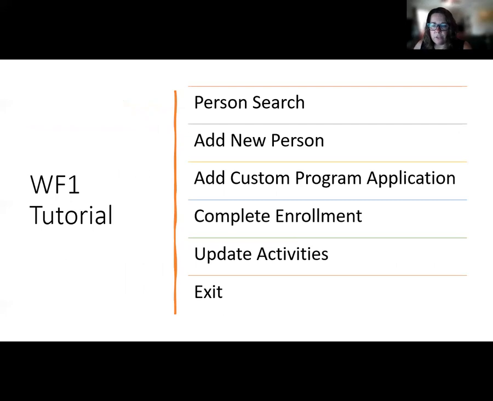I'm going to navigate to the training version of Workforce One. It mimics the live version, but allows me to enter in fake information to show you what this process will look like. I'm going to walk through the following items: how to conduct a person search, how to add a new person, adding a custom program application, completing the enrollment, updating activities, and exiting a record.